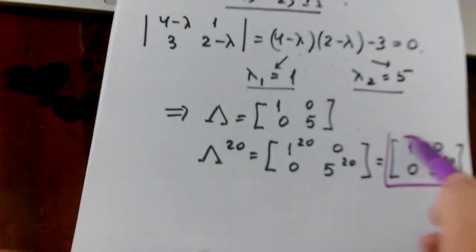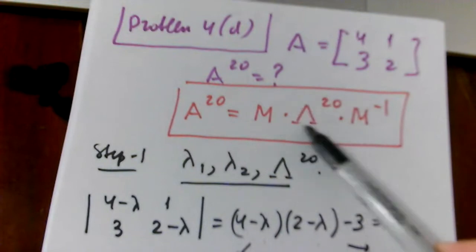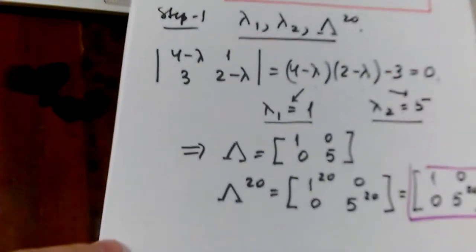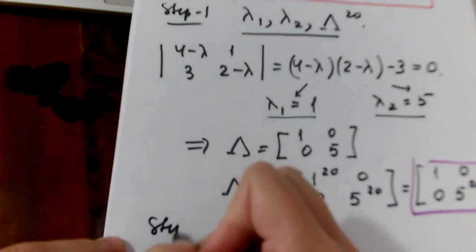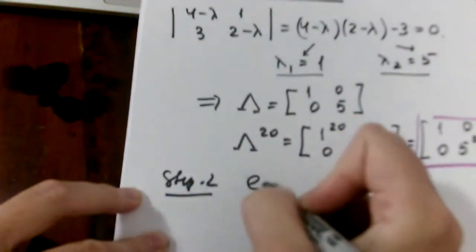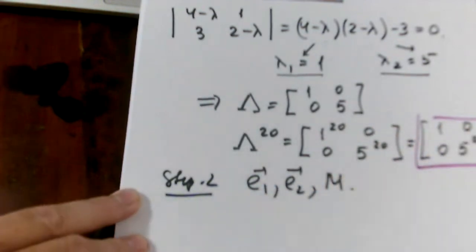Okay, so this is our first result. This is our middle term in this formula. So we are ready to write down this middle term, but we still don't have this guy. So it will be our step 2: finding eigenvectors e1, e2, and after this, matrix M.